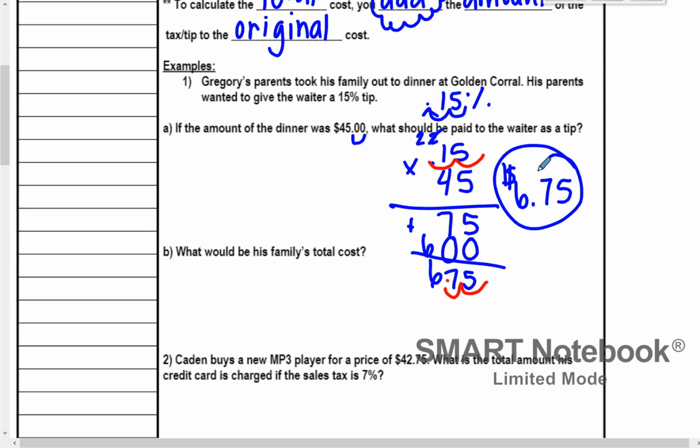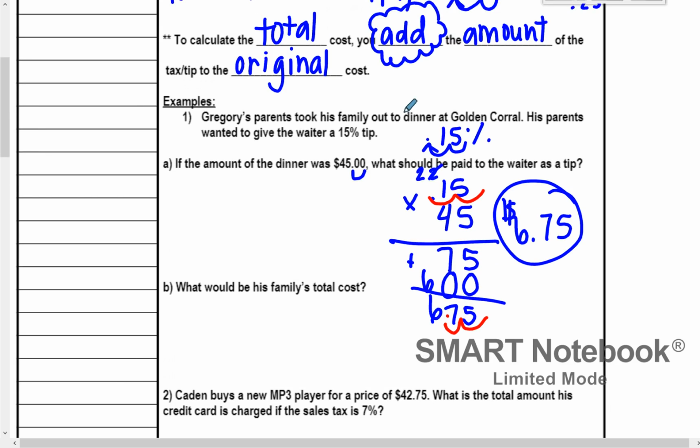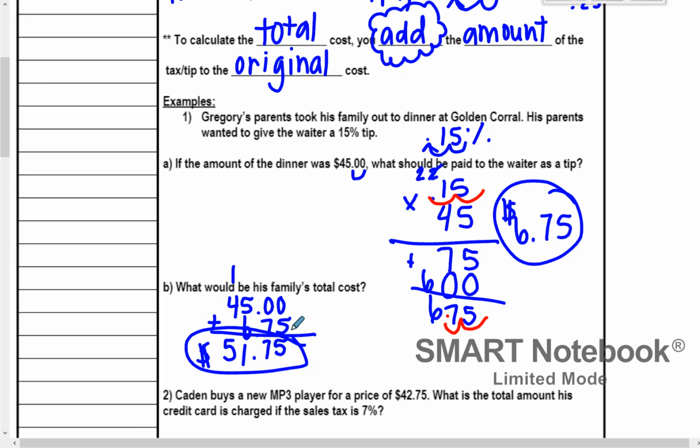Then they ask what the family's total cost would be. To calculate the total cost, you add the amount of the tax or tip to the original cost. Well, the original bill for his family is $45, and we're going to add in the amount of our tip, which is $6.75. 5 plus 0 is 5, 7 plus 0 is 7, 5 plus 6 is 11, 4 plus 0 is 4, plus 1 is 5. We should get a final answer of $51.75. That's how you would solve a tip problem.